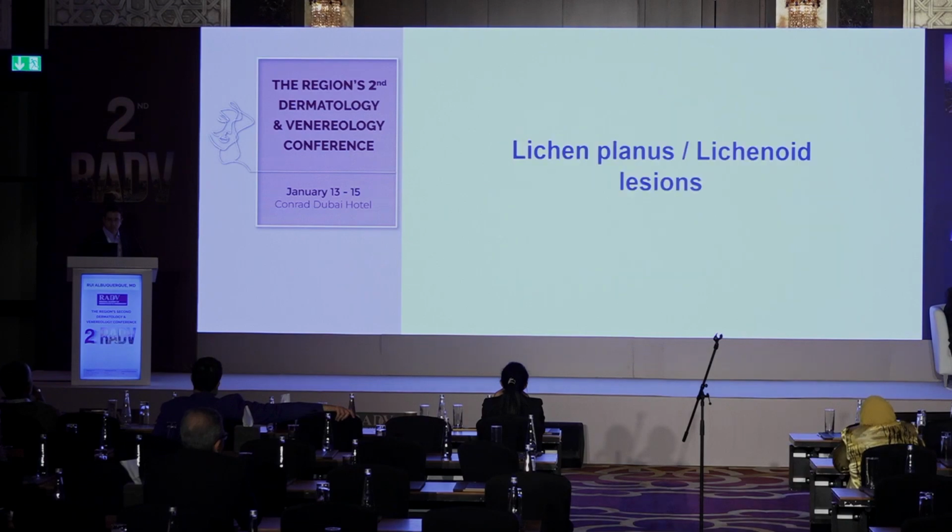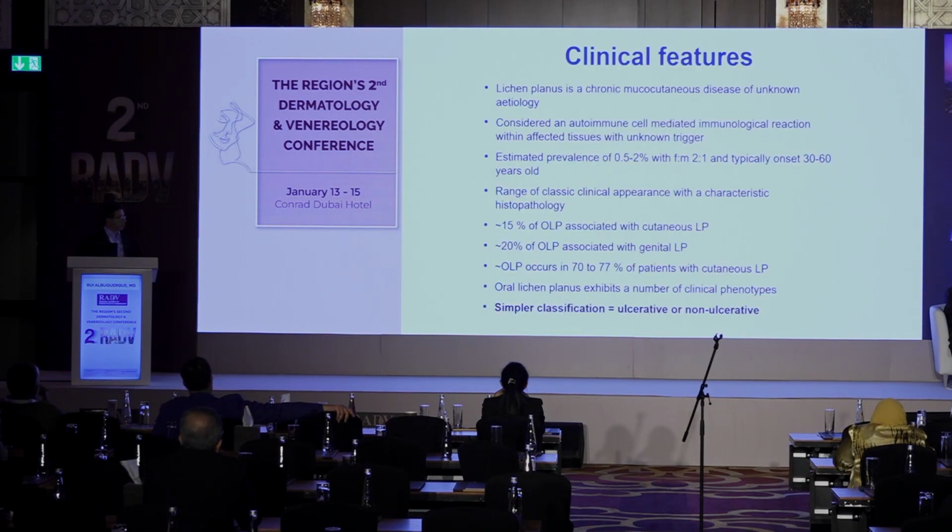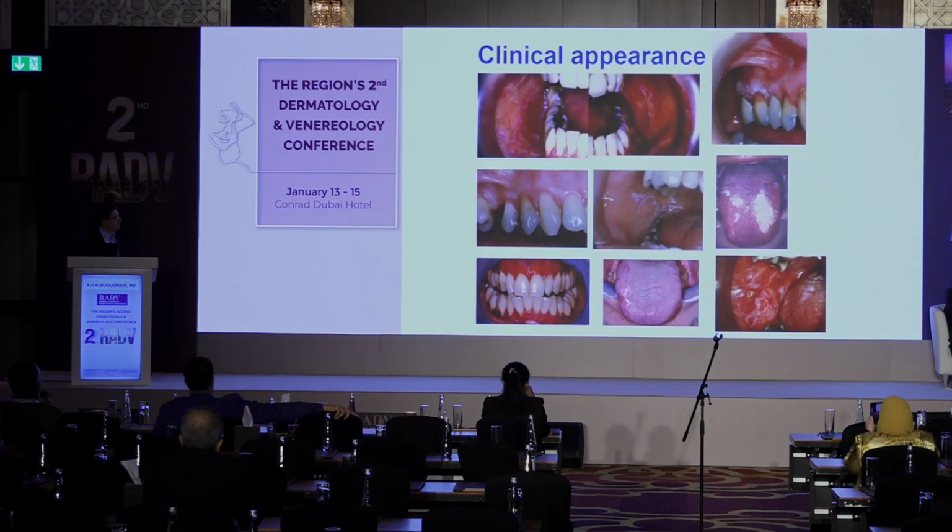Lichen planus. You all know about lichen planus. This will focus mostly on the mouth involvement. So these are the typical presentations. White striae can be associated with erythema and ulceration. So this is the typical desquamative gingivitis.